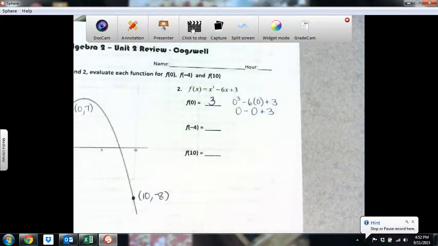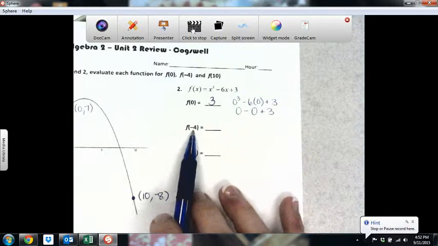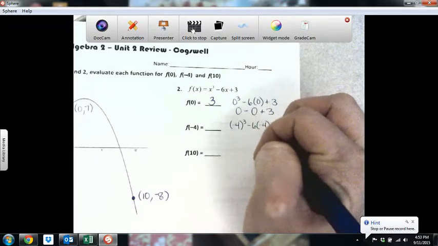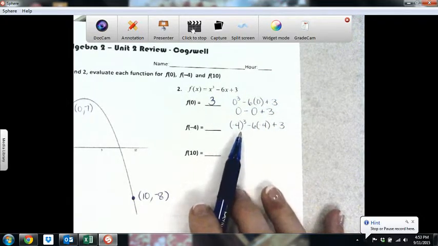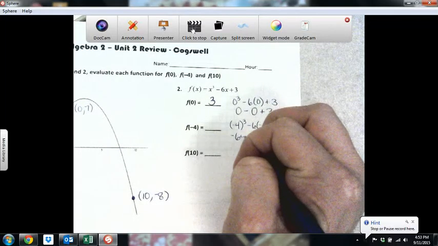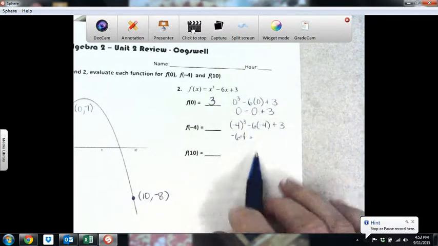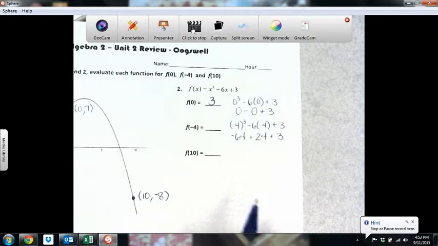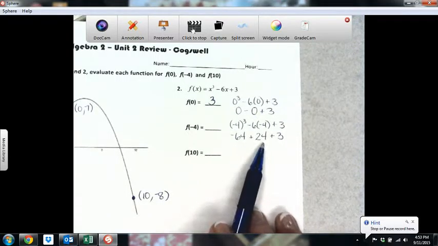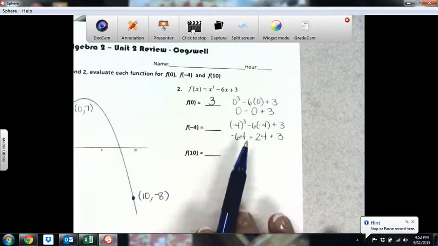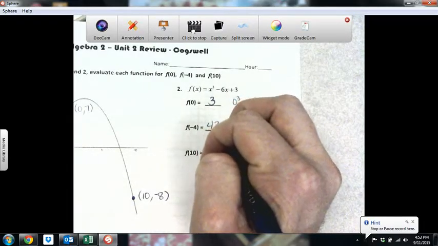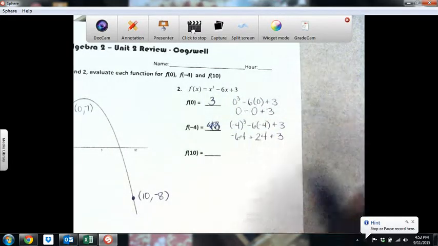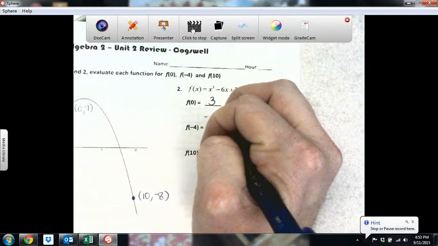Now I can do the same thing with any value they want me to plug in. So in this case it's negative 4, so I'm going to say negative 4 to the third power minus 6 times negative 4 plus 3. Negative 4 times negative 4 times negative 4 gives me a negative 64, plus, in this case, negative times negative gives me a positive, and 6 times 4 is 24, plus 3. Negative 64 plus 24 is going to give me negative 40. And negative 40 plus 3 is, sorry, I did that incorrectly. Negative 40 plus 3, since this is still negative, is going to give me a negative 37.